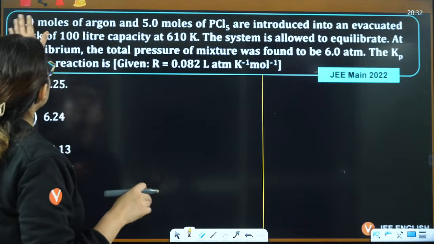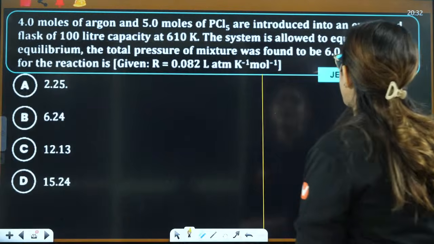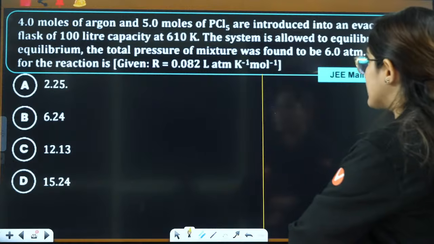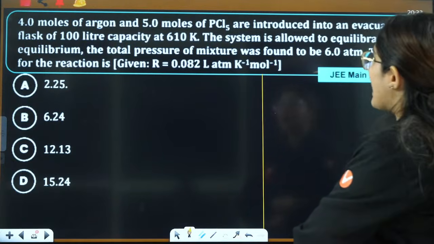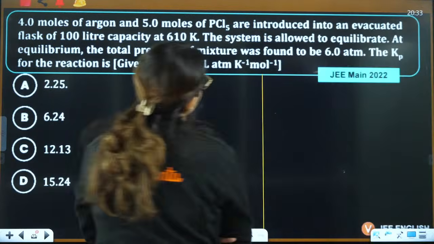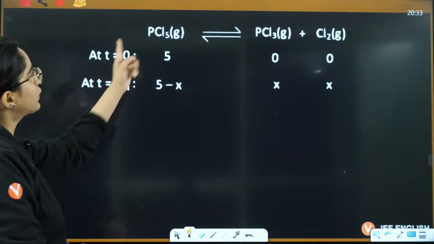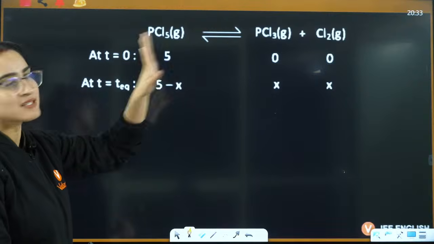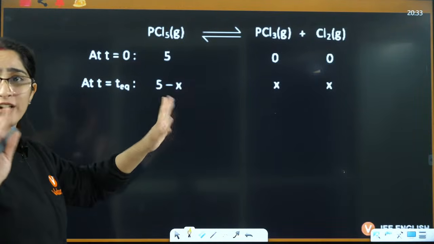Okay. So this much moles of argon and this much of PCl5 are introduced to an evacuated flask of 1 liter. The system is allowed to equilibrate. At equilibrium, the total pressure of the mixture was found to be this. Okay, right? So it is an inert gas. 4 moles of inert gas is there, right? But PCl5 will get dissociated to PCl3 and Cl2. The 4 moles are outside, you will add them, but they will not react here.